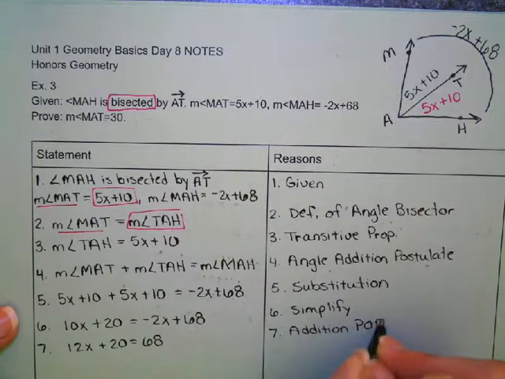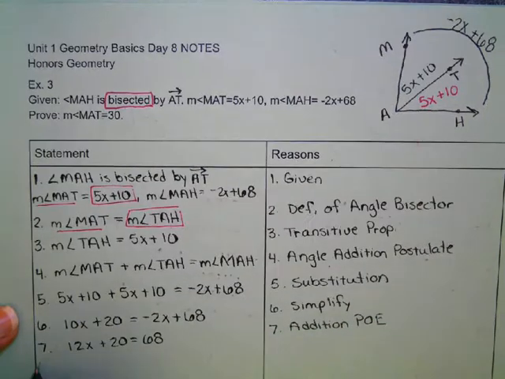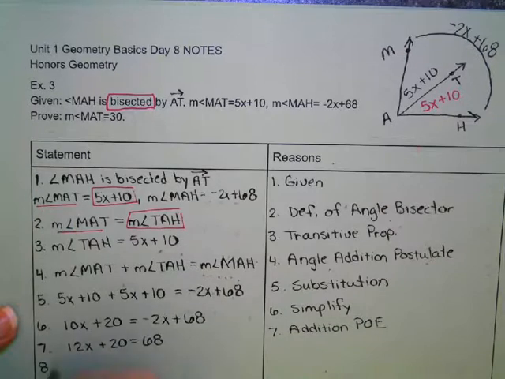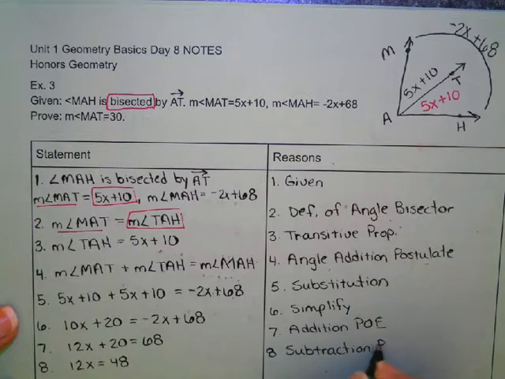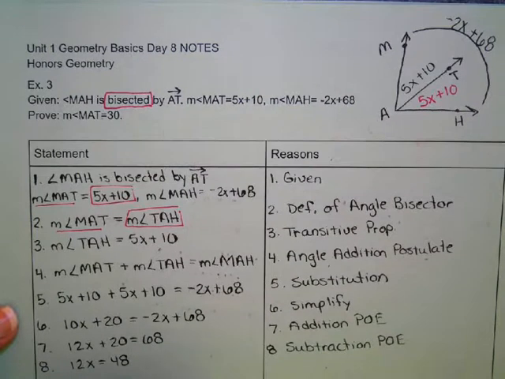Addition, I was adding. Now the next step, I'm going to subtract the 20 to the other side. When you subtract, 68 minus 20 is 48. This is called subtraction. And I'm going to divide and get x equals 4. That up a little bit.